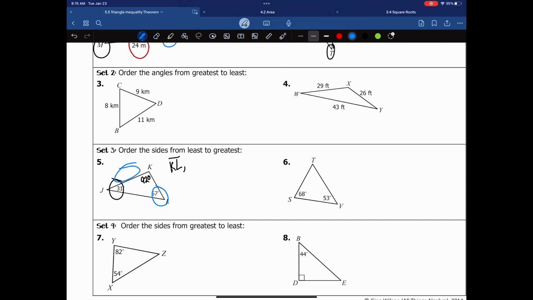Good to know. And then 57 is opposite J, K. And then 92 is opposite J, L.